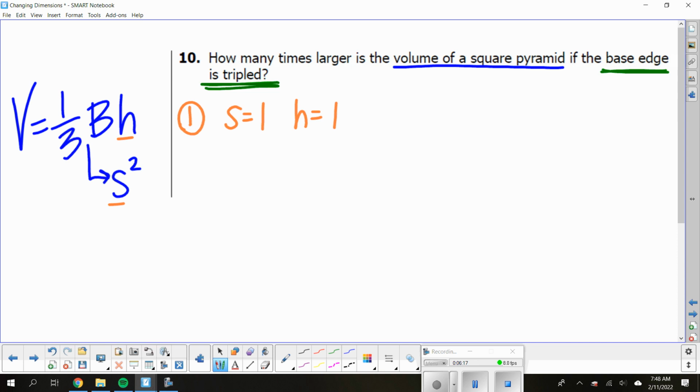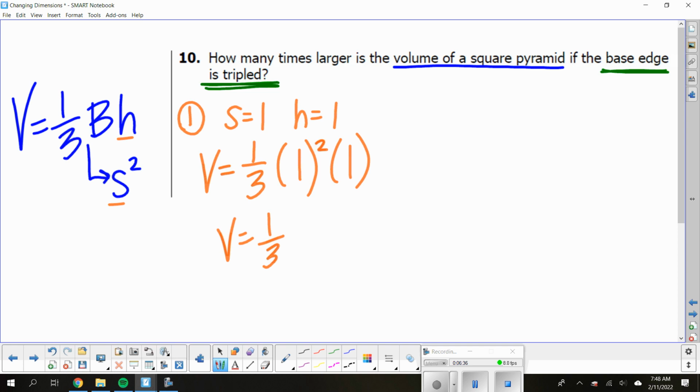And I'm going to hypothetically run this off. My volume is equal to 1/3 big B, so side squared times H. Well, 1/3 times 1 squared is just 1/3, times 1 is just 1/3. So the volume here is just 1/3.